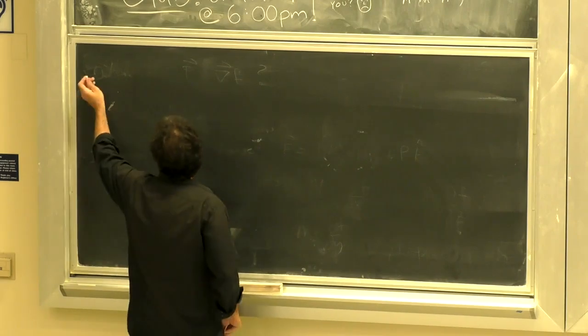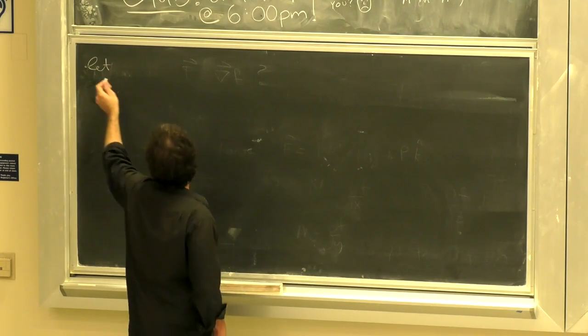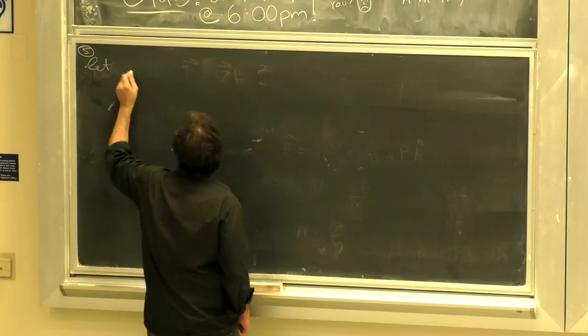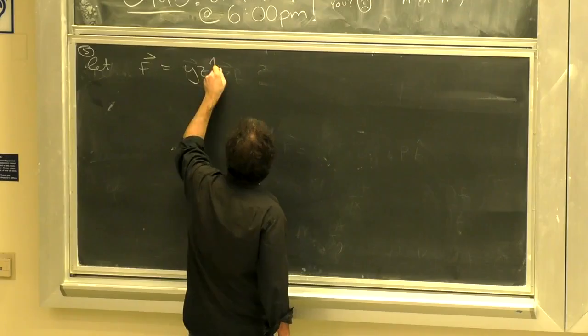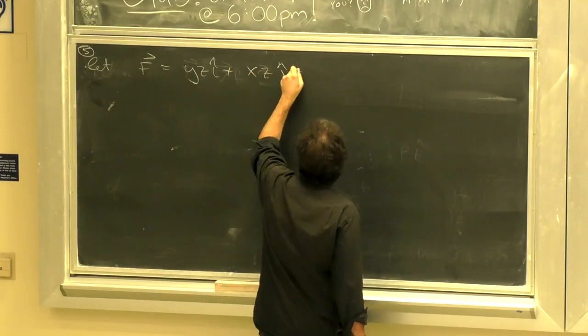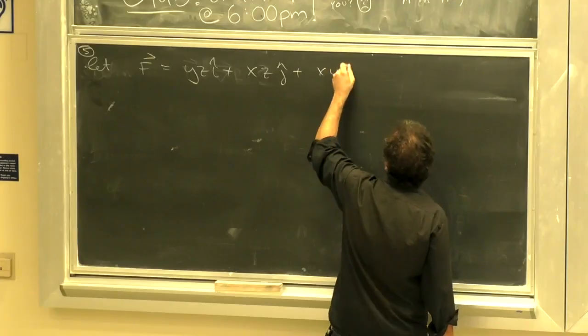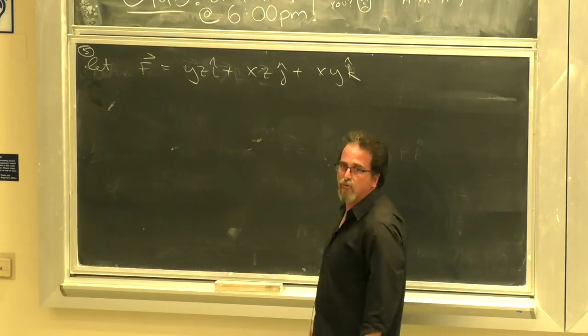So let me use this vector field here. So this is example, what are we on? Example 5. So this is example 5. Let f equal something like yz i hat plus xz j hat plus xy k hat. I'm going to do this in 3 dimensions and just work it all out for you. Okay?